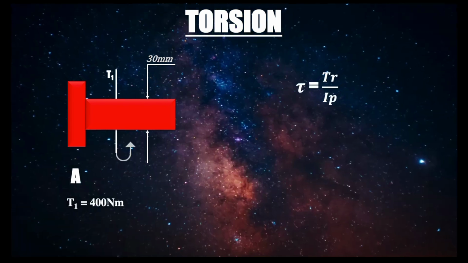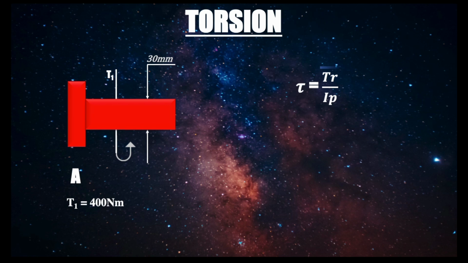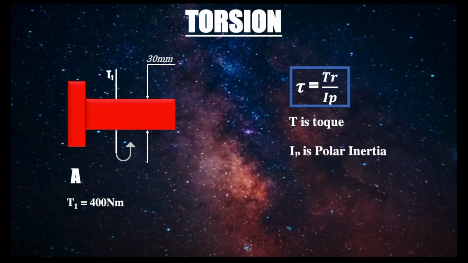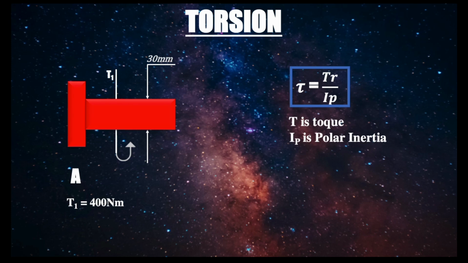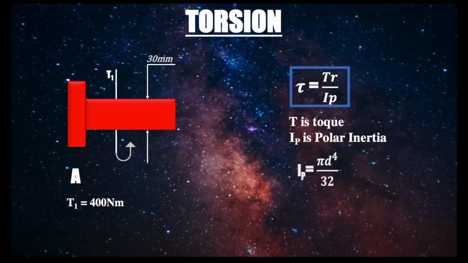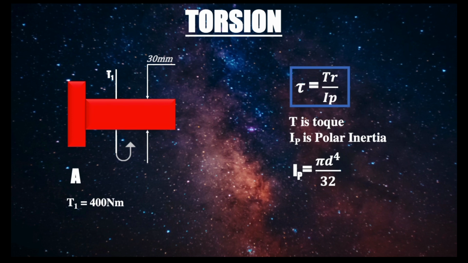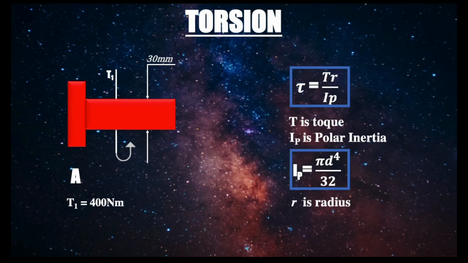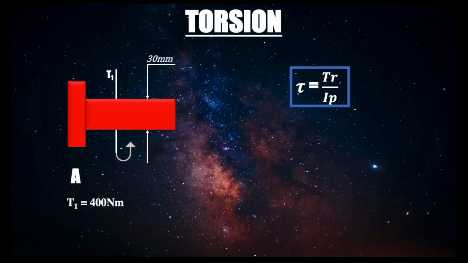This is the formula for shear stress. T stands for torque, right? And we have R, which stands for radius, and IP is what we call the polar inertia. And we have the formula for the polar inertia: pi d to the power 4 over 32. If we're dealing with the radius, remember instead of 32 we're going to have 16, but in most cases we're just given the diameter, so that's why we deal with the d. So now we have everything that we need.